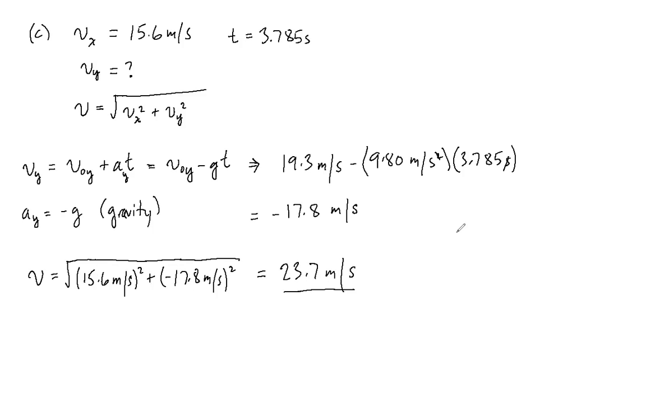And what about the direction? So for the direction, it's helpful if we draw a picture. So there's our V, and so it's going down and to the right. So this guy here, that's our Vy, and this here is our Vx. And so the question is, what is our angle? And so this is the angle we're looking for.